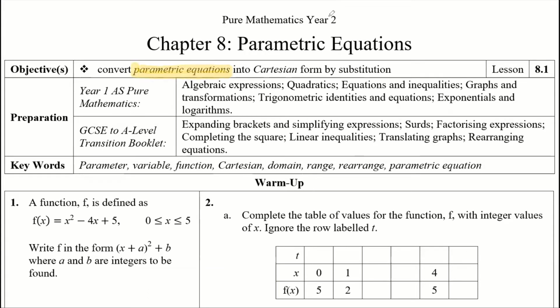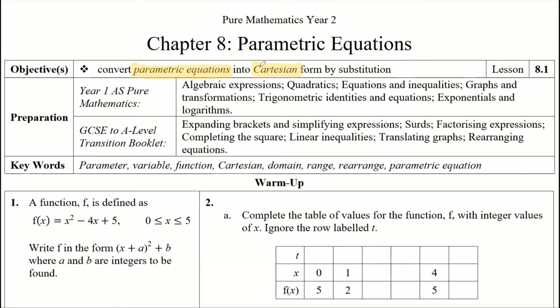Now, Cartesian form, named after René Descartes, is the more traditional coordinate system that you're used to, which is the XY plane. So parametric equations function in a slightly different way, but you can convert them back and forward into Cartesian and back into parametric. So we're going to look in some detail at that. Before we do that, please pause the video and try the warm-up questions.